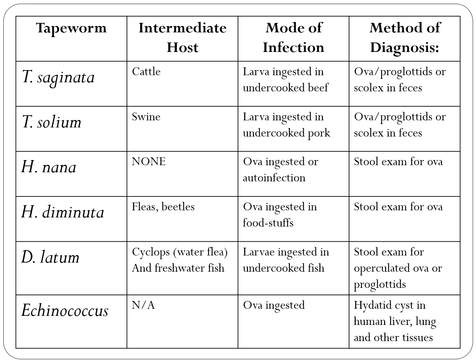Okay. And then finally, the method that we use to diagnose Diphyllobothrium latum is by looking at stool exams that have been preserved in formalin. And you'll notice in the stool exam, we're looking for operculated ova or proglottids. In the case of Echinococcus, we're looking for the hydatid cyst in human liver, lung, and other tissues. So that's kind of a comparison of your tapeworms with their mode of infection and method of diagnosis. And that's it for the cestodes.